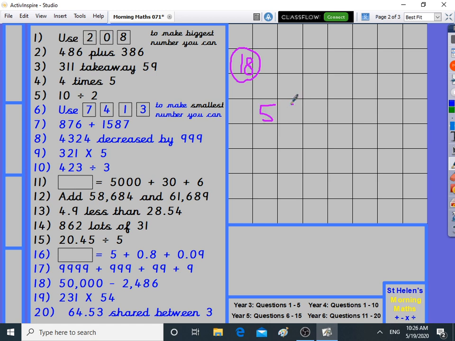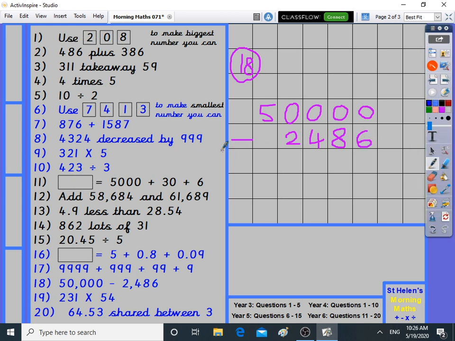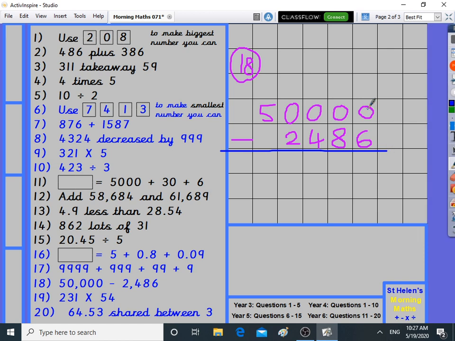50,000. Straight away you're probably thinking, lots of borrowing here. When the zero's on the top, lots of borrowing. Line it up carefully. The second number's only got 4 digits, hasn't it? The top number's got 5 digits. Right, let's get going with all the borrowing. Pause if you need time to copy that.